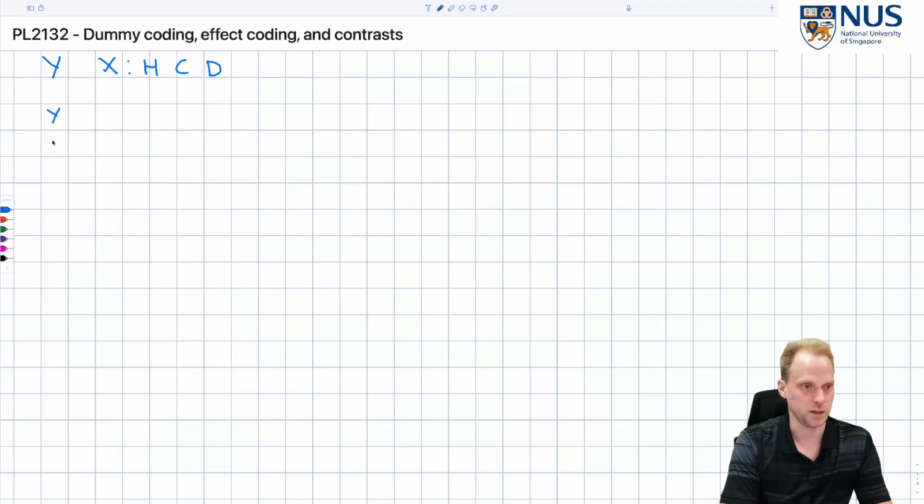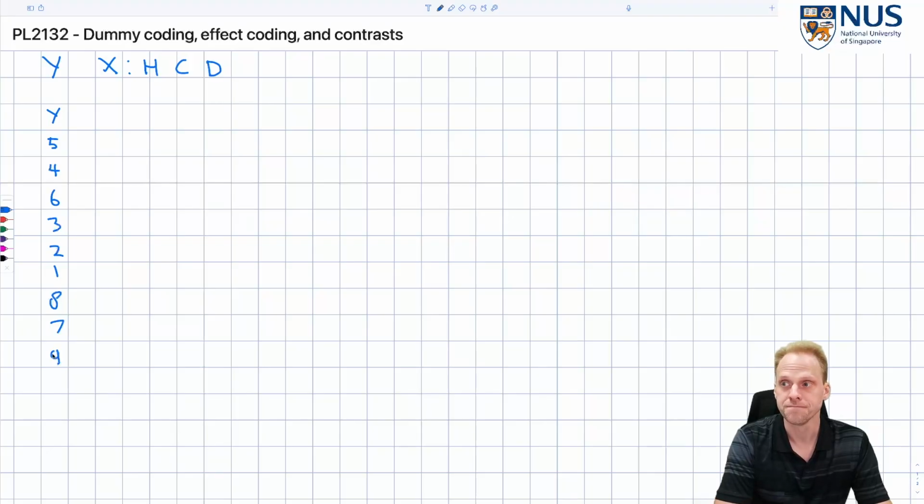We have y. Let's say we measure 5, 4, and a 6. So the first person responds with a 5, second with a 4, third with a 6. Let's say we have 3, 2, 1, and 8, 7, 9. Now I'm just coming up with this data on the spot. It's just arbitrary. All right, so that's our y variable.